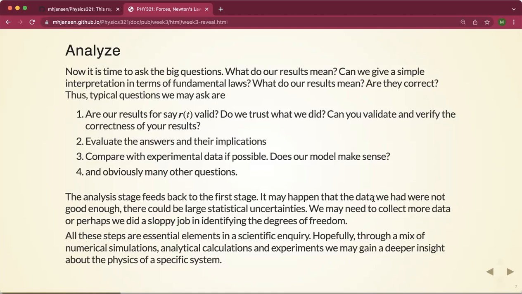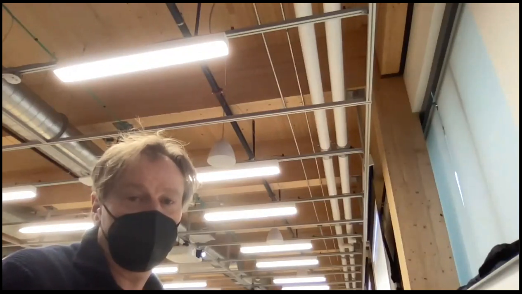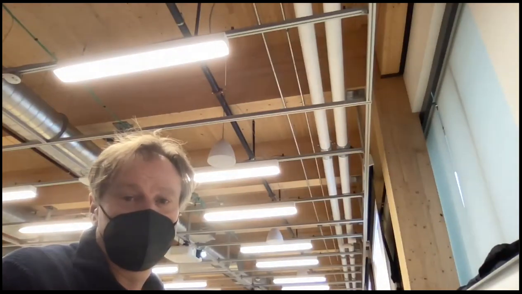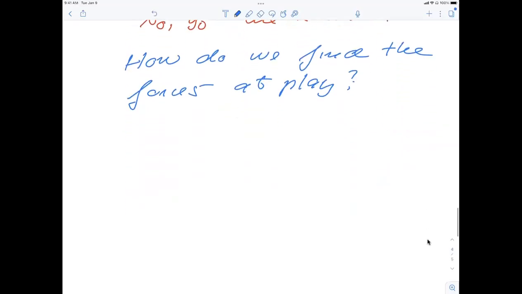So let's switch back to the whiteboard here. I'm just going to go back to the whiteboard. If we now take a closer look at a typical problem, we want to analyze a specific problem here. This is the analysis stage.